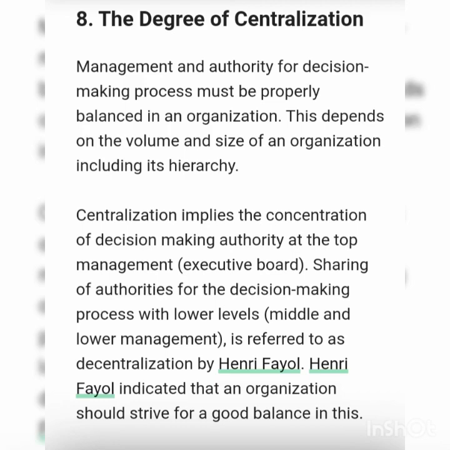The positive consequences of this principle are: it leads to adoption of appropriate level of centralization, and there is appropriate use of authority. The violation of this principle results in complete centralization, causing undue delay in decision making, or complete decentralization, leading to coordination and control problems.